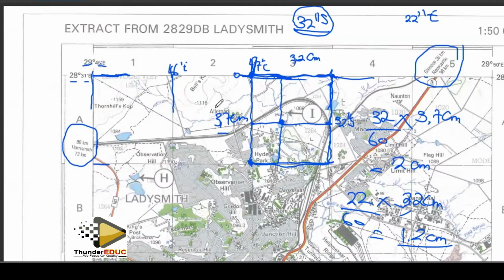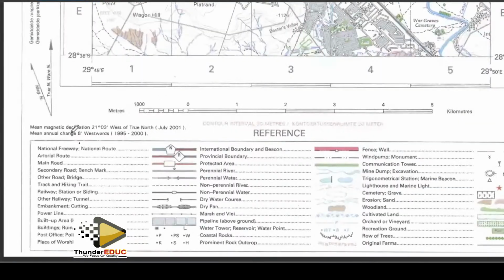Then the mean magnetic declination for the year dash was 21 degrees 03 minutes to the west. You just go to your topographic map. You know where to find the map information. You come here on the topographic map, check the map information at the bottom. Mean magnetic declination 21 degrees 03 minutes to the west of true north as of July 2001. So when was it for? It was for 2001. Right, determine the total annual change for 2024. When you want to find total change, you simply say the difference in years.